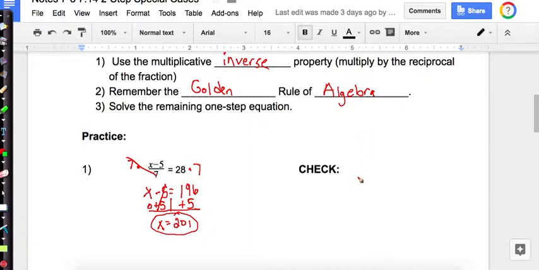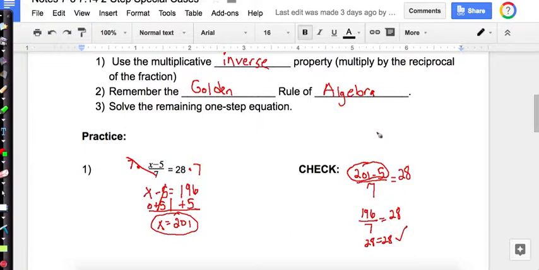Okay, now to show the check, we have to do 201 minus 5 divided by 7 equals 28. Now, order of operations tells us to do the top first. So 201 minus 5 is 196. Divided by 7 equals 28. And then 196 divided by 7 is, of course, 28. So 28 equals 28. So it does, in fact, check.